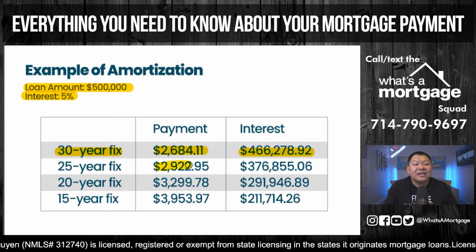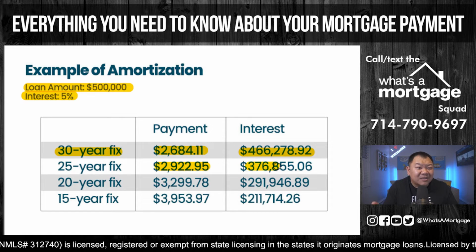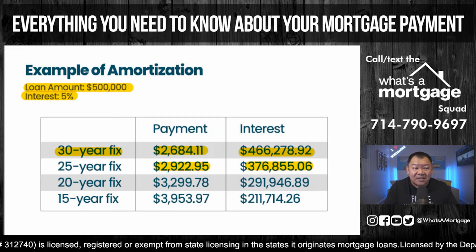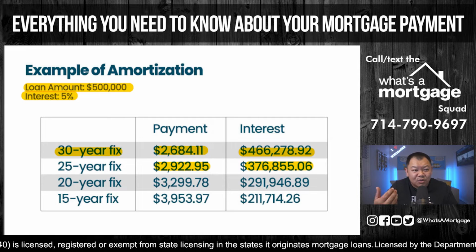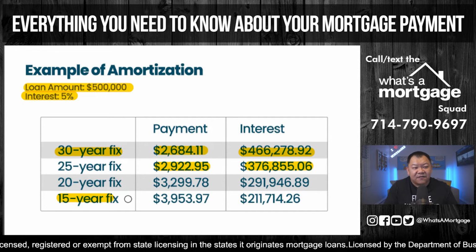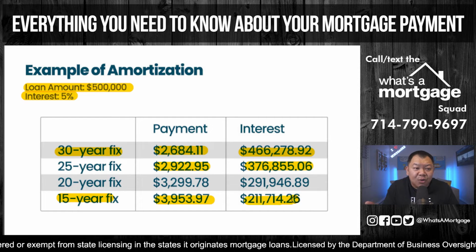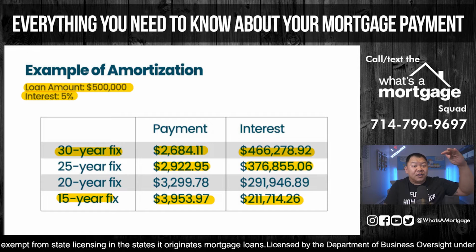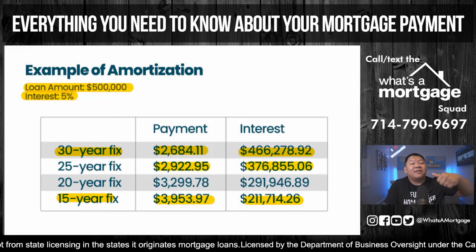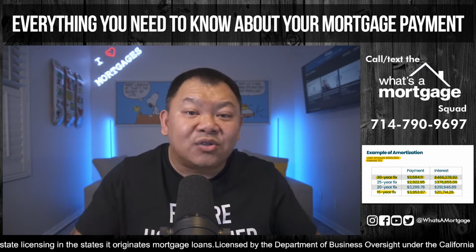Your payment would be $2,922, but you're paying back $376,000. A 20-year fix, about $3,300. You pay back $291. On a 15-year fix, you'd pay back about $3,953 and pay back $211,000 in interest. Remember, the shorter the term, the higher the payment, but the lower the interest as well.